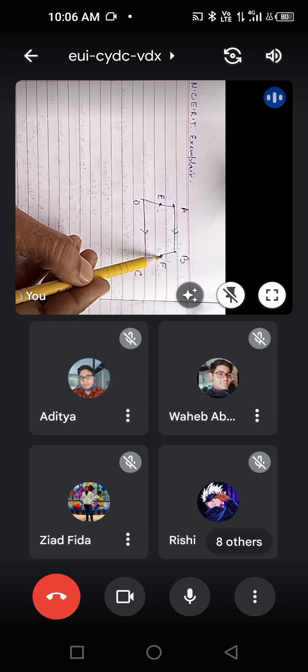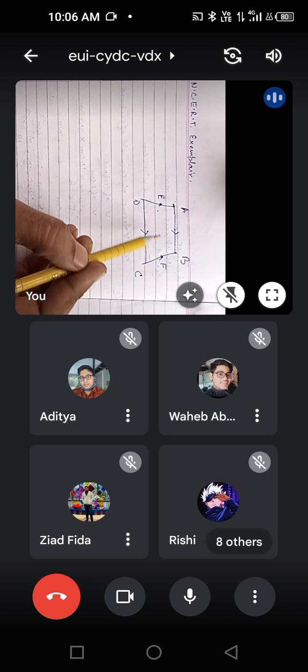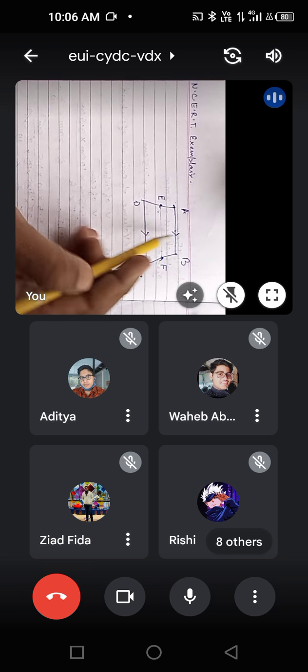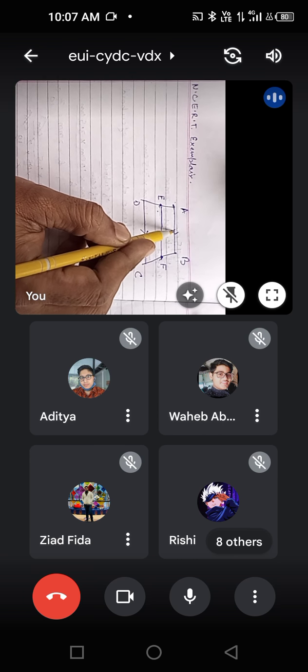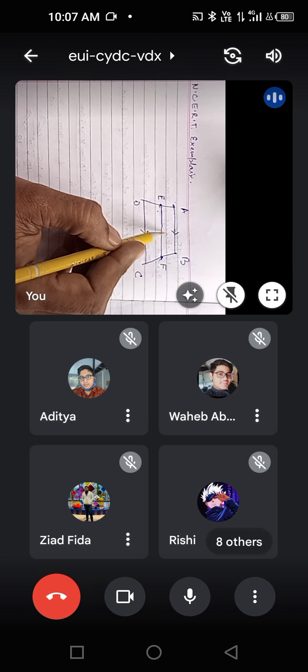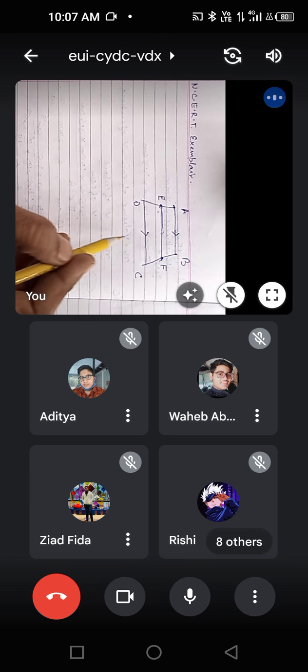Then the question says that you have to prove that EF is parallel to AB. You join EF. EF is parallel to AB and EF is equal to half of AB also. This you have to prove here. Two things you have to prove.